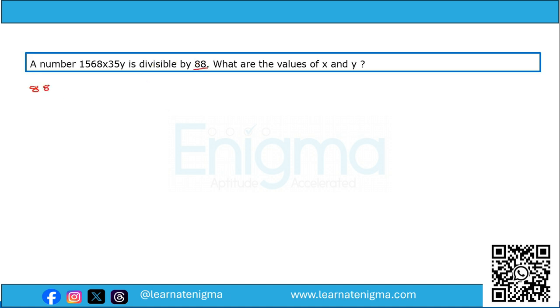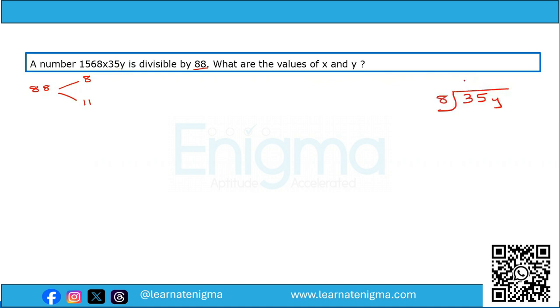That means the divisibility test of 88 is that the number should be divisible by 8 and 11. So the given number is divisible by 8 and 11, and hence it should satisfy the divisibility tests of both of them. Now, the divisibility test of 8 is that the last three digits should be divisible by 8. So let's divide the last three digits, that is 35y.